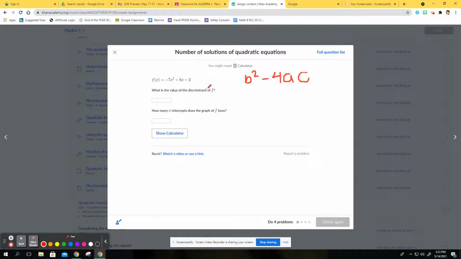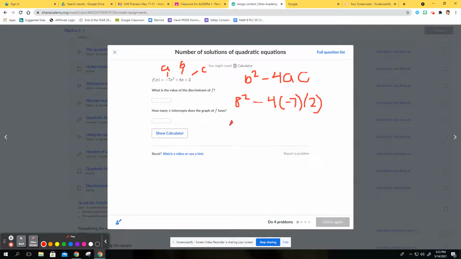So the value of the discriminant of f, so I need a, b, and c. So a is -7. Well, b is 8. And c is 2. So plugging that into my discriminant formula, I get b squared, so 8 squared minus 4 times a, which is -7, times c, which is 2.